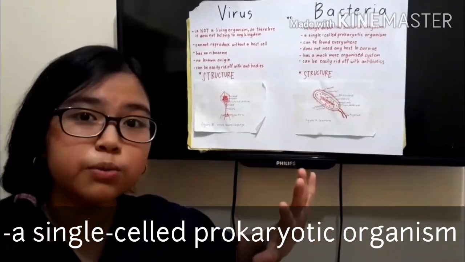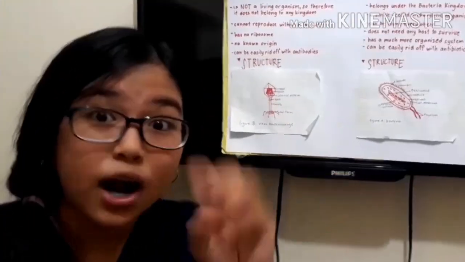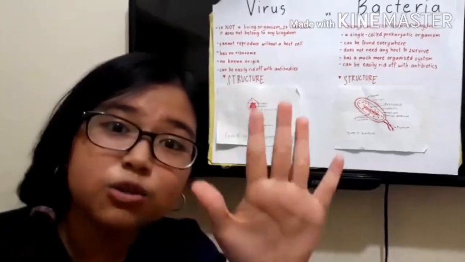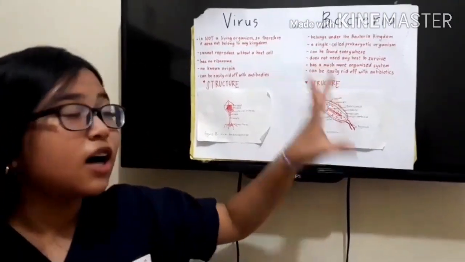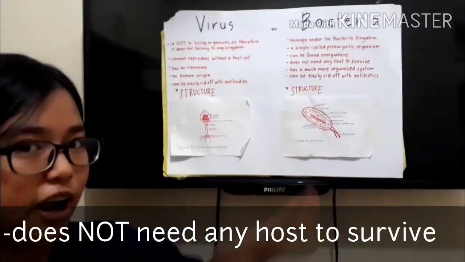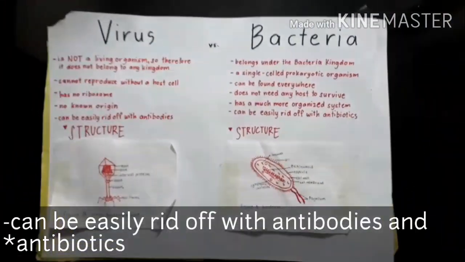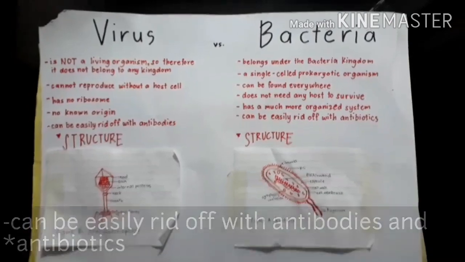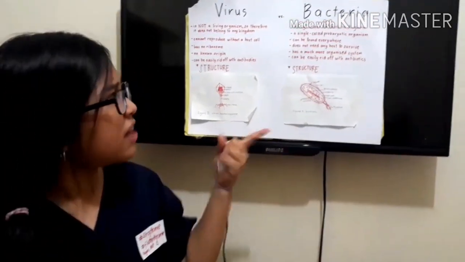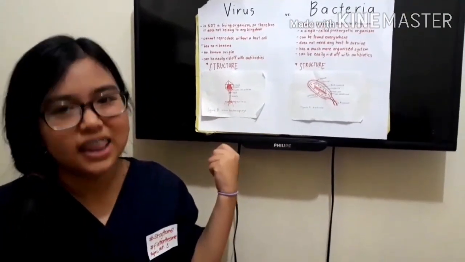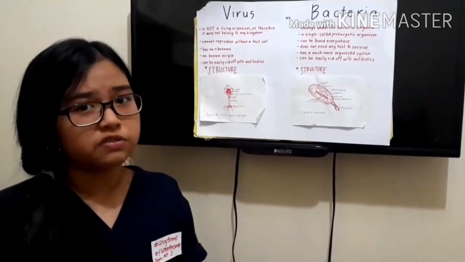It can be found everywhere. It can be found in your hair, in your hands. Look at your hands right now. Can you see it? No, because they are not visible to the human eye. And it does not need any host to survive, unlike the virus. And it can be easily rid off with antibodies, which has a very complex and organized system, rather than the virus, which is just, it's just there. You know, no offense, virus, if you're watching this, please go away.